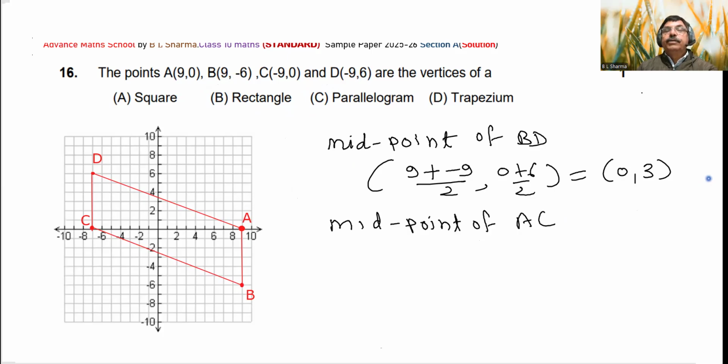Similarly, the midpoint of diagonal AC, that is x2 plus x1 by 2, comma y2 plus y1 by 2, that is 9 minus 9 by 2 and 0 plus 6 by 2. We can write here.